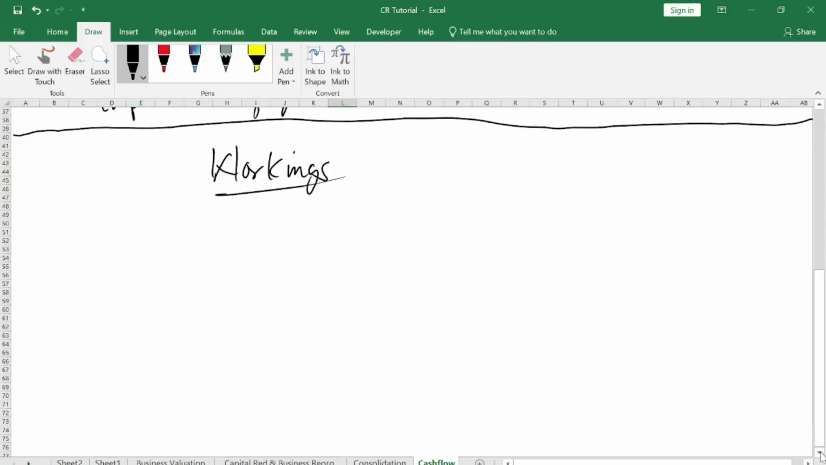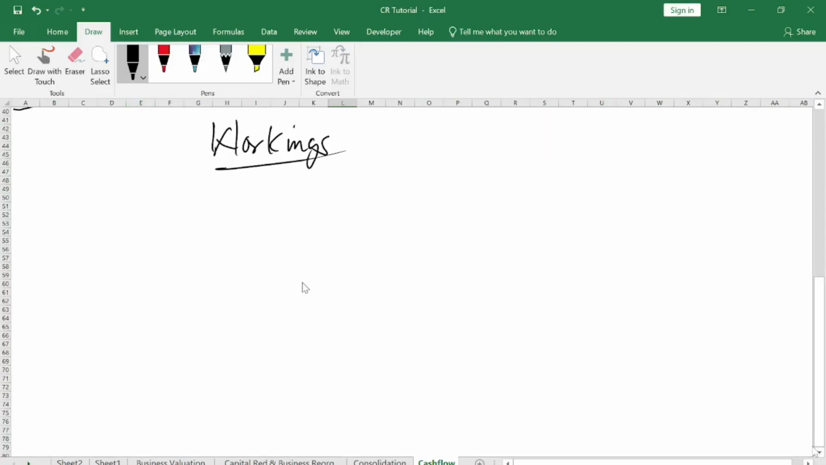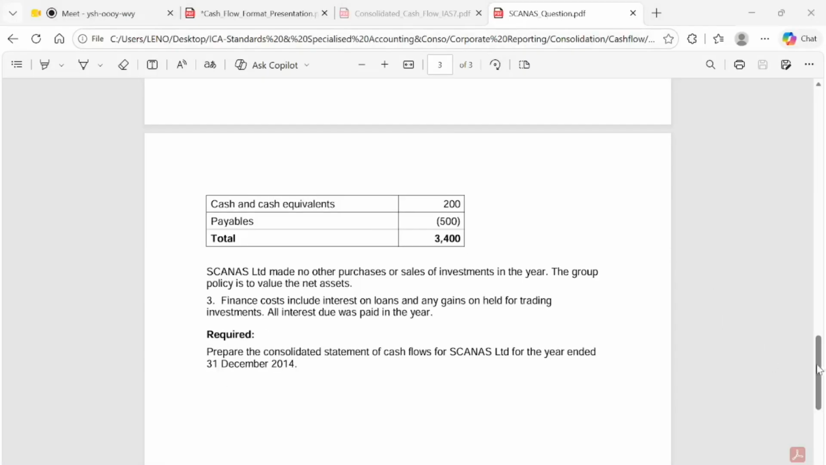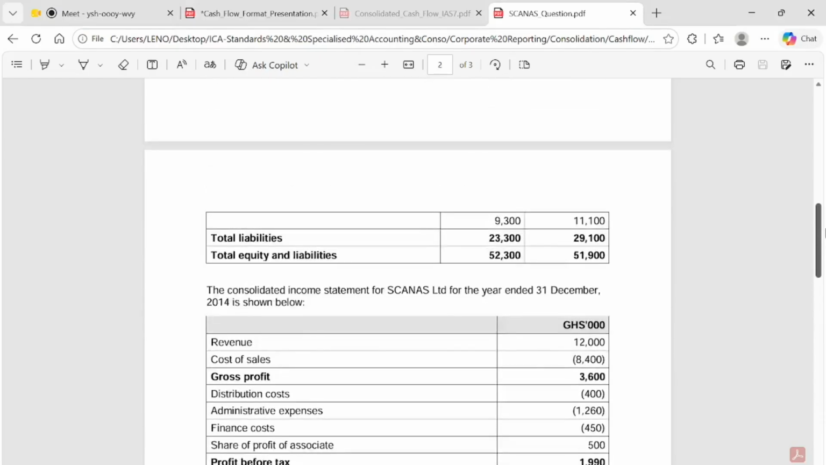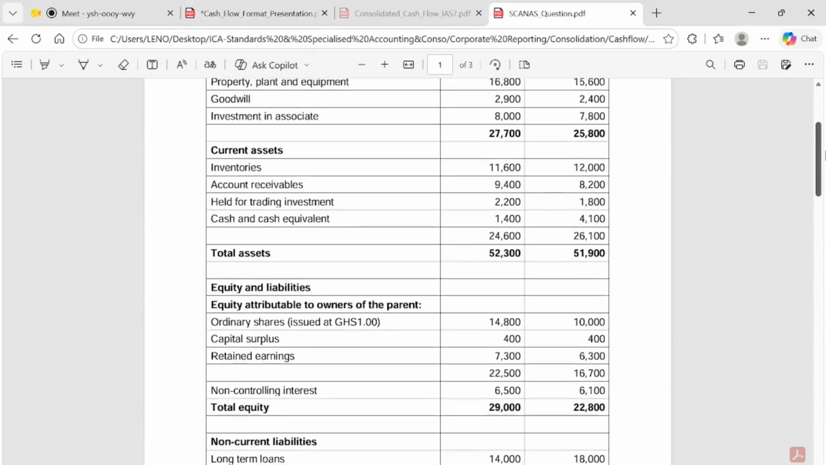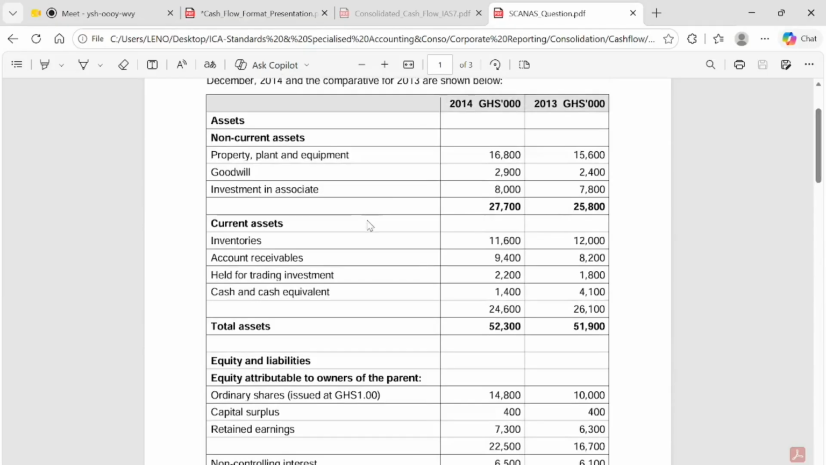Workings. Start with workings to give you a fair idea of what the item does. Because when you are done with the workings, the rest are just picking the values and putting them there. Please go into the statement of financial position of Scanners. So you take it item by item. Then you deal with the items one by one.